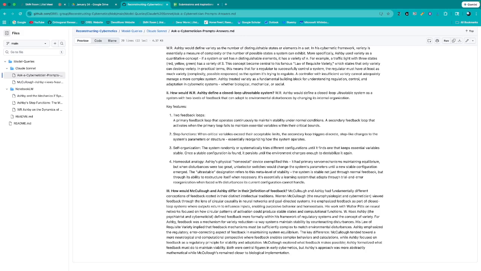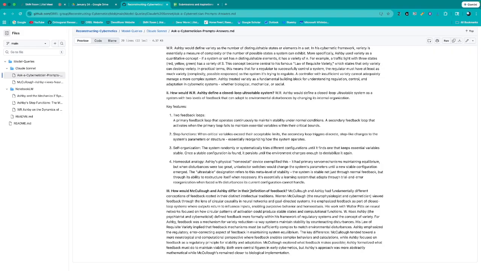So this is where I'm asking it about W.R. Ashby, but I've also trained it on some of McCullough's correspondences as well. So it has a comparator in there. And then, of course, you can go to the internet and find not necessarily a paper directly on the comparison, but there are papers that McCullough has written on feedback, and Ashby has written on feedback, and so it's synthesizing that. So McCullough and Ashby have fundamentally different conceptions of feedback rooted in their distinct intellectual traditions.